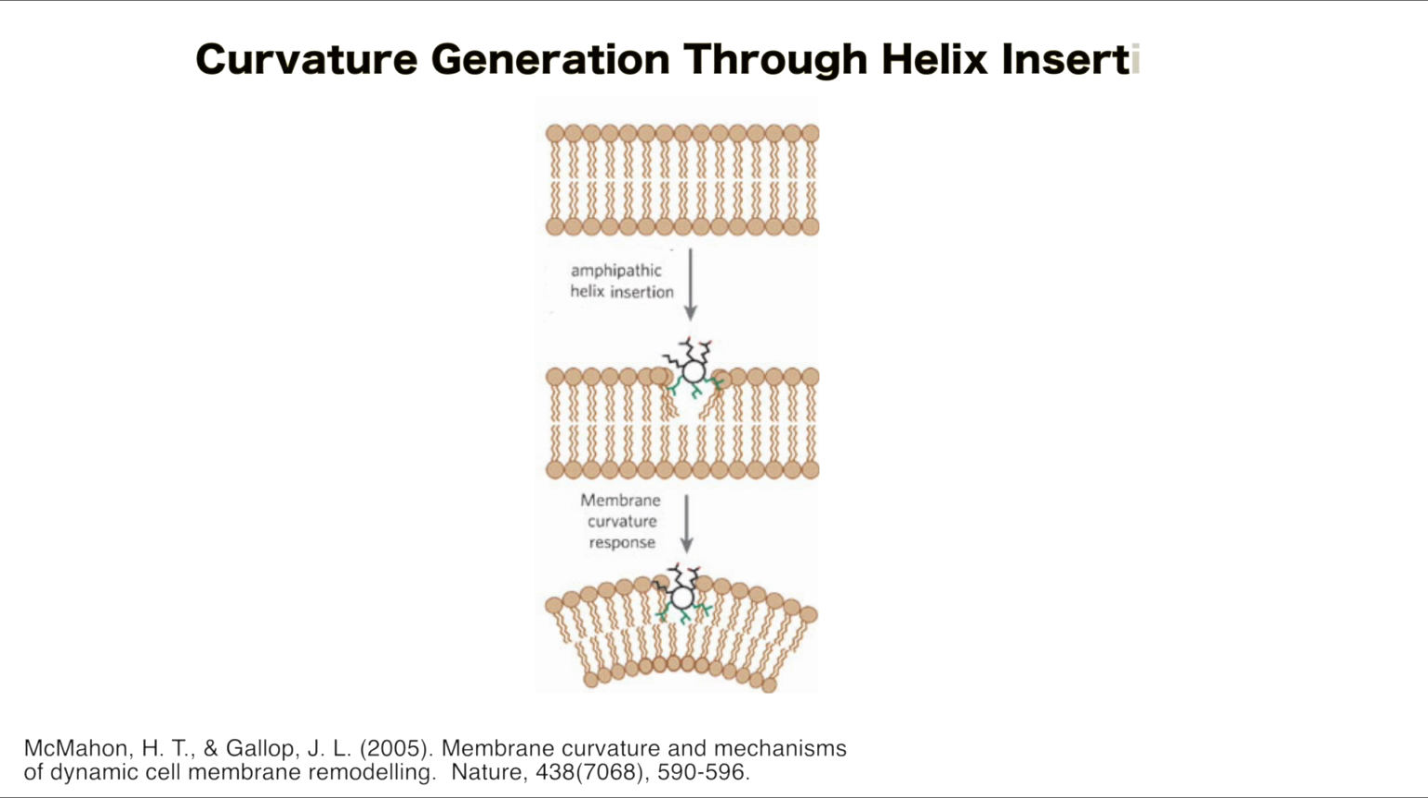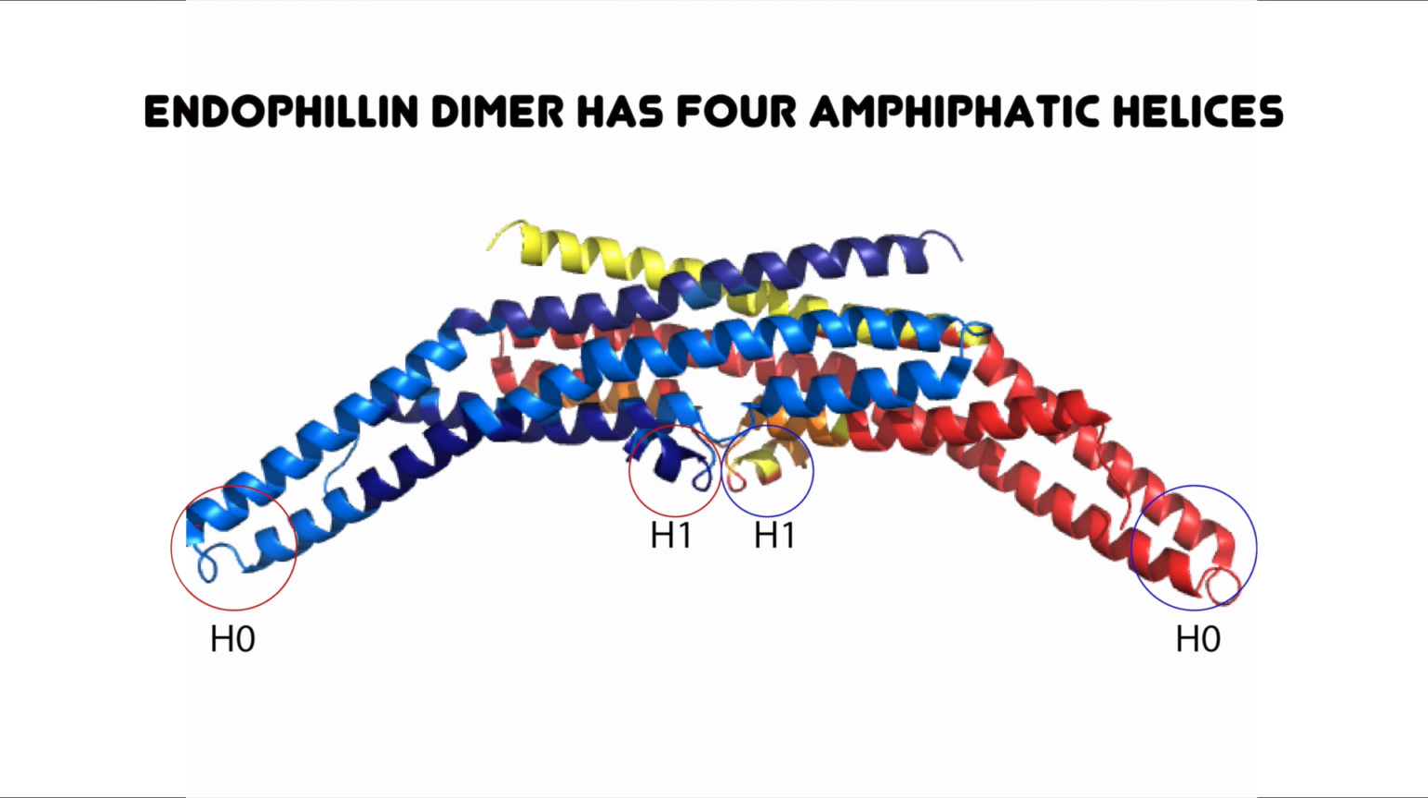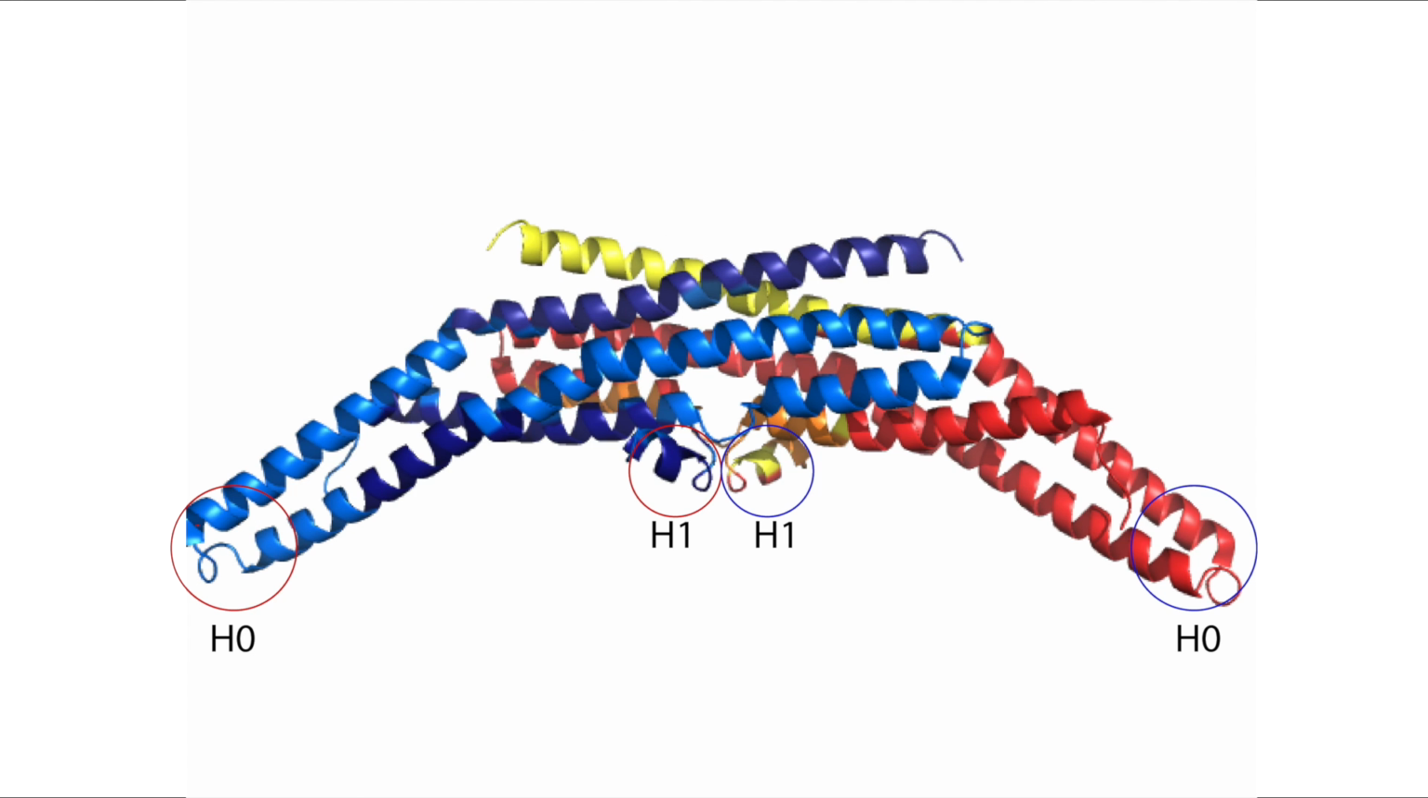In addition to scaffolding, endophillin is able to generate membrane curvature through amphipathic helix insertion into the membrane. Amphipathic helices generally don't insert evenly into the two leaflets of the bilayer. When they insert, the surface of the inner leaflet is expanded relative to the outer leaflet. To accommodate the difference, the membrane bends. The endophillin dimer has 4 helices that can generate curvature in this manner. The helix on the distal arm is called the H0 helix. The helix located beneath the arch of the protein is called the H1 helix.